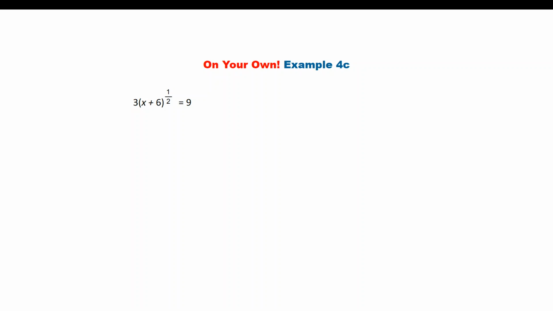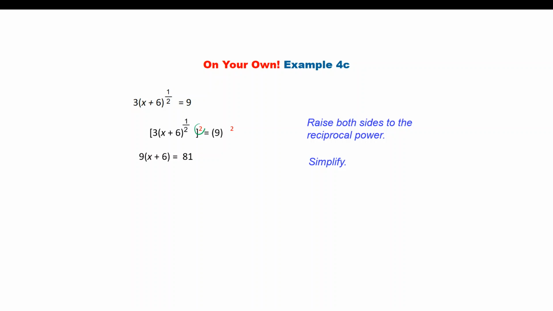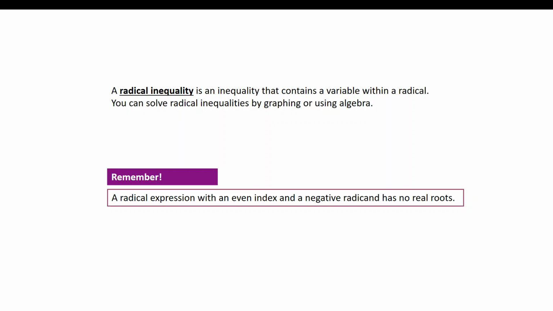All right, so the first thing you might have seen is we have a half there. So we're going to raise both sides to the reciprocal power, which is 2. When I do that, you have to be really careful. Notice this square is going to deal with this, but it's also got to deal with this 3. So we actually end up with 9 times x plus 6 equals 81. At this point, we can just distribute our 9, and we can simplify pretty easy. So x equals 3.